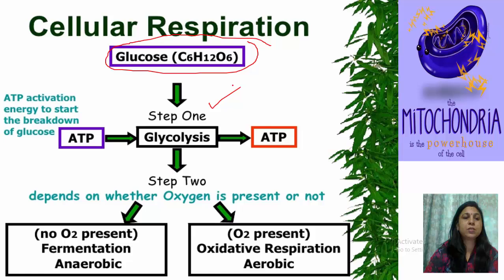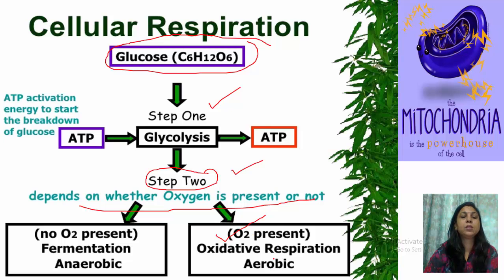First step is glycolysis. In this, glucose is broken down into pyruvate, and step 2 is the Krebs cycle. This step 2 depends on whether oxygen is present or not. If oxygen is present, then it is oxidative respiration, which is known as aerobic respiration. If oxygen is absent, then it is fermentation or anaerobic respiration.